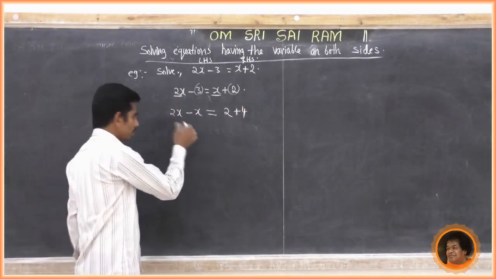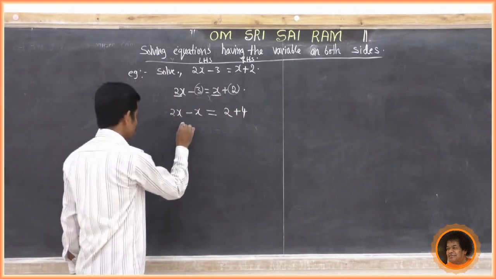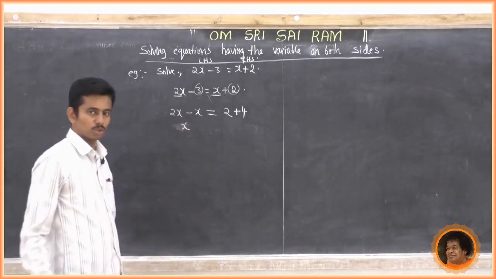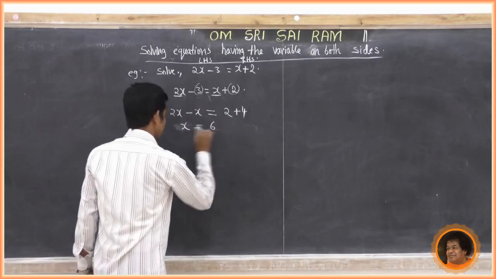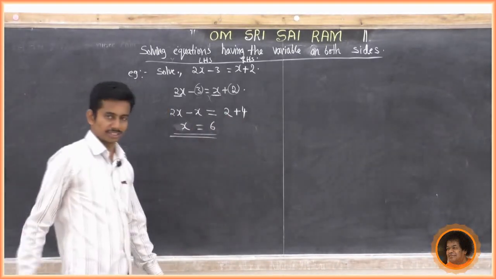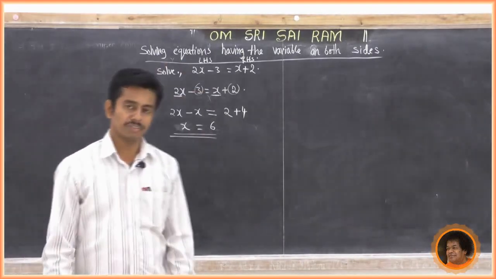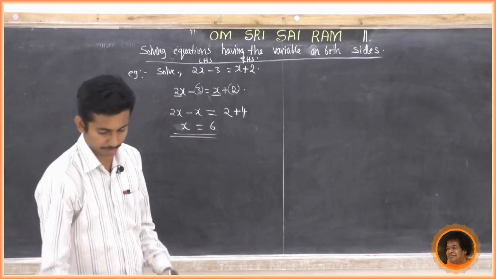These are the like terms. 2x minus x, 2x minus 1x, so 1x, or we can write x, equal to 2 plus 4, which is 6. x equal to 6. This is the solution for an equation having the variable on both sides. It's a very simple one. Another example.